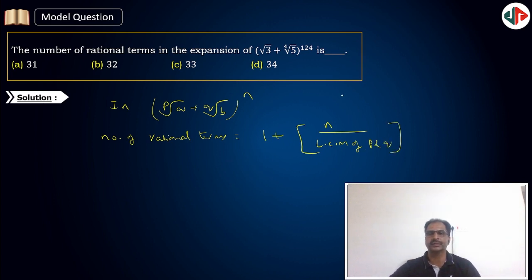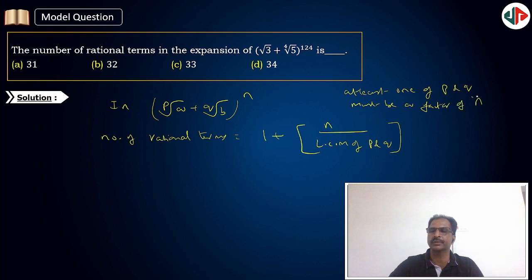Here the condition is, out of p and q, at least one of p and q must be a factor of n. This is one condition. Before applying the formula, you have to check. And one more condition is a and b should be prime numbers.